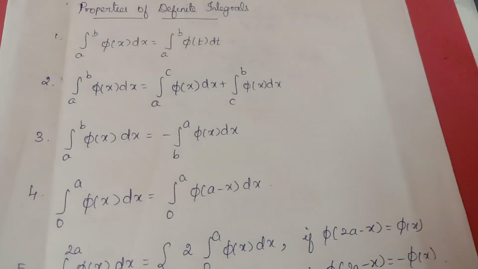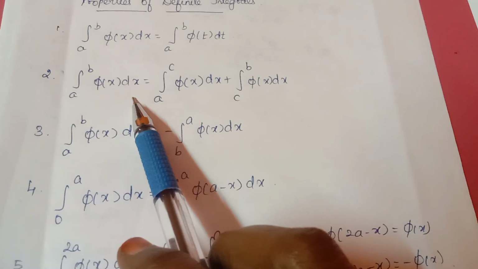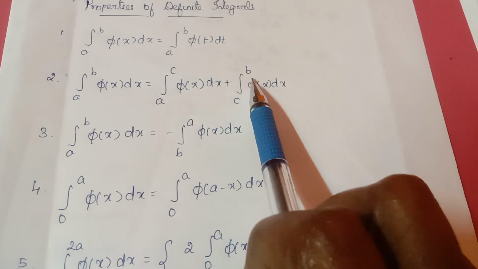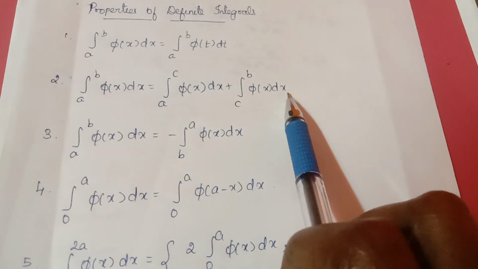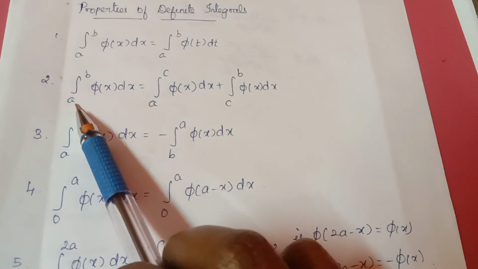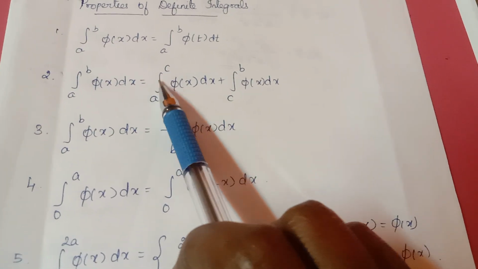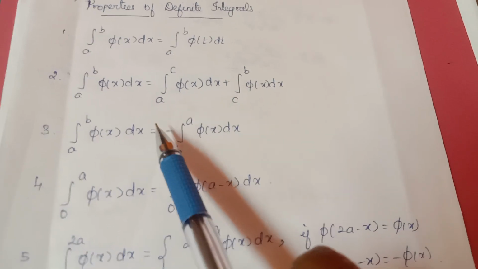The next one is integral a to b phi of x dx is equal to integral a to c phi of x dx plus integral c to b phi of x dx. That is, the limits from a to b can be split into two parts, one from a to c, another from c to b.